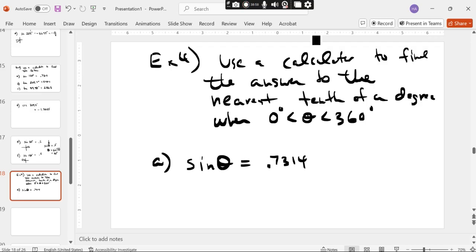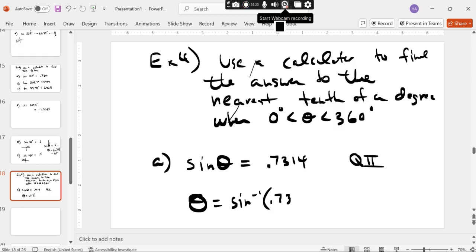Oh, I have to tell you which quadrant we're in, because this one's only going to be in the first quadrant, right? And I'm going to be in quadrant 2. I need to know sine theta, giving me a 0.7314 in quadrant 2. So notice to the nearest tenth. So if we punch this into calculator, what you guys get for the answer on the calculator? 47.0. That's cool.